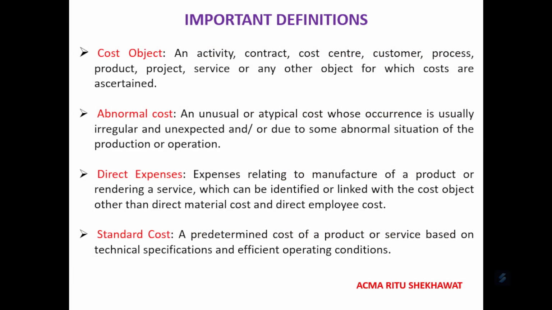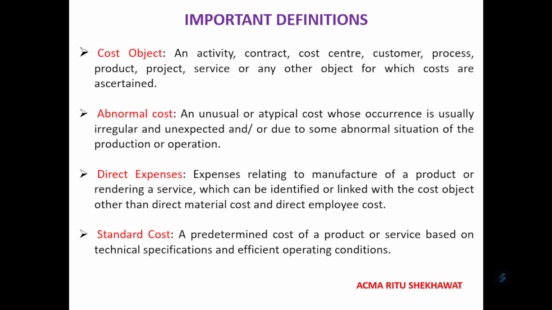So some important definitions are there. What is cost object, what is abnormal cost, what is direct expenses, standard cost. So cost object is that for which we have to ascertain the cost of any activity, contract, cost center, customer, process, product, project, or any other object for which we have to ascertain cost. Abnormal cost is an unusual, untypical, unexpected, irregular cost due to an abnormal situation in the production cycle.